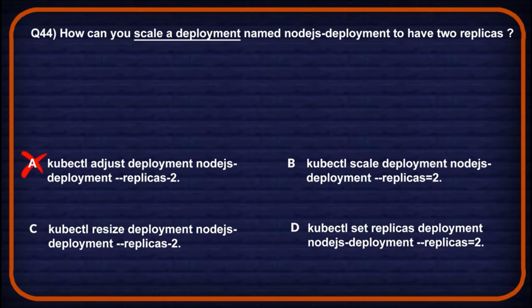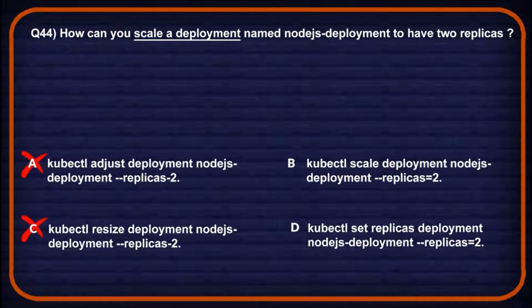Moving on to option number B. kubectl scale deployment nodejs-deployment --replicas=2. kubectl scale is a valid command to adjust the number of replicas in Kubernetes deployments. So option B looks like a good answer. Moving on to option number C. kubectl resize deployment nodejs-deployment --replicas=2. Resize is not a valid kubectl verb for deployments. So option C is not a good answer.